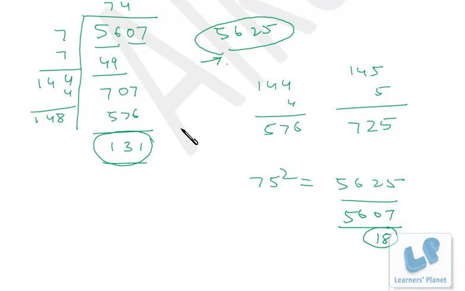Okay, so just listen to me carefully once again. 131 we are left with. Either you deduct 131, so the given number will be converted to a perfect square. Else, you have to find the square of the next number. Here we are getting 74, so the next number is 75. The square of 75 is 5625, so the difference between these two is 18. So 18 should be added to this number to convert it to a perfect square. Okay, I'll take one more example.